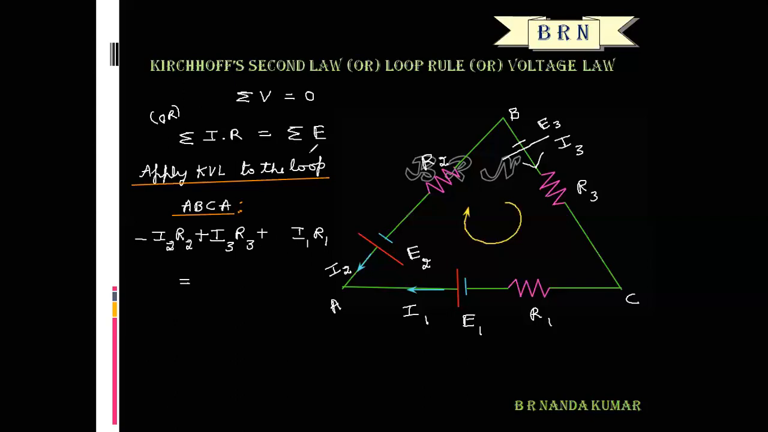the algebraic sum of EMFs. In the first branch AB, the indication is clockwise, but the current drawn from the cell is anti-clockwise. So this is anti-clockwise EMF, and anti-clockwise EMF means negative, so minus E2. This is clockwise EMF, so E3 is positive. And this is also clockwise EMF, that is why plus E1 is positive.